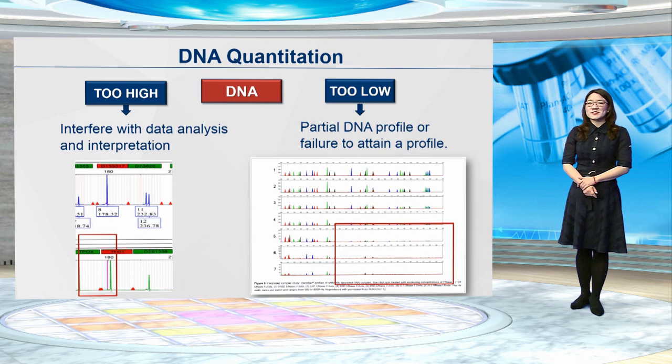Determining the amount of DNA in a sample is essential for the polymerase chain reaction, that is PCR, based DNA testing. Because PCR-based DNA testing is very sensitive, a narrow concentration range is required for the application to be successful. If too much DNA template is used in the PCR, the resulting artifacts may interfere with the data analysis and the interpretation. On the other hand, a very low amount of DNA template may result in a partial DNA profile or the failure to attain a profile.